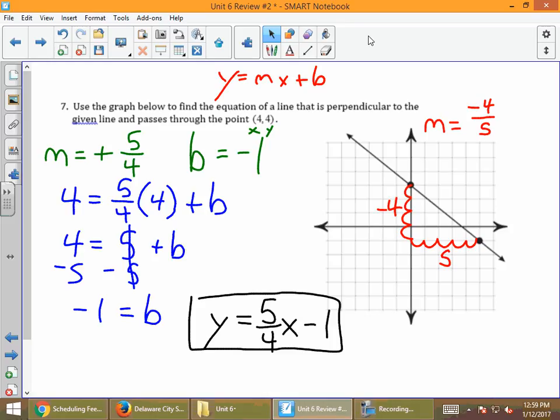Very similar to the one we did before it, but the one before it was parallel, so we didn't change the slope. That's exactly the same. Questions? Next one. On number 8.